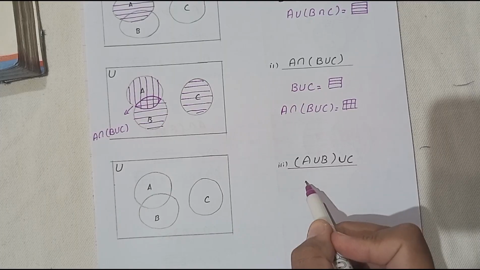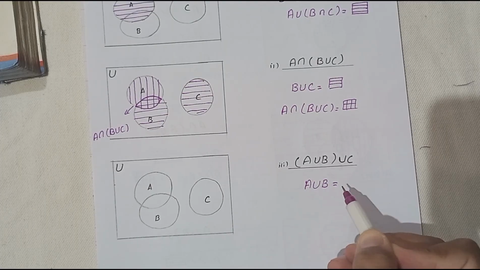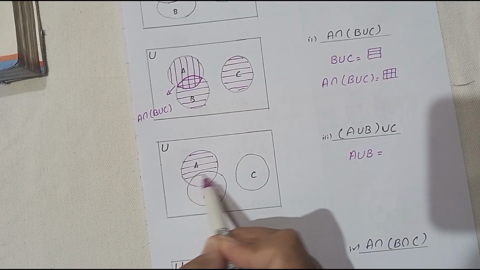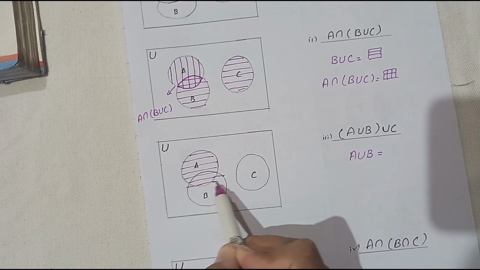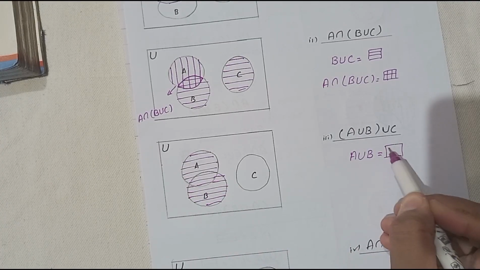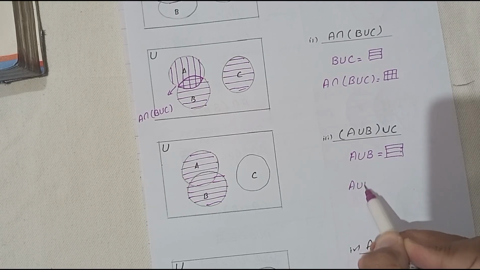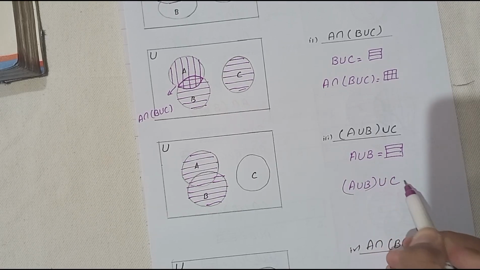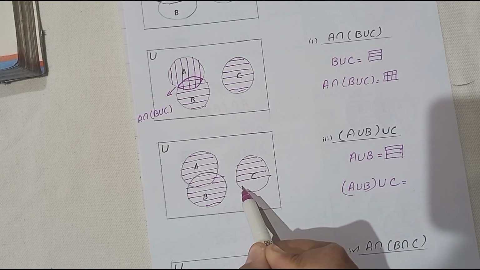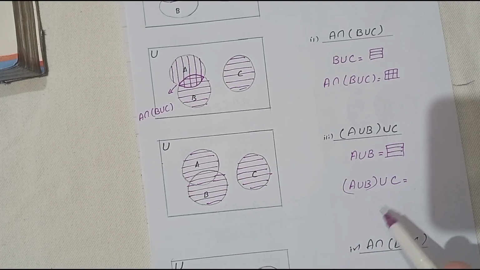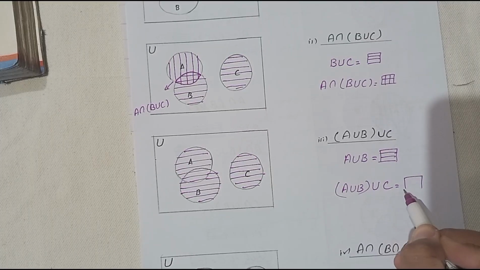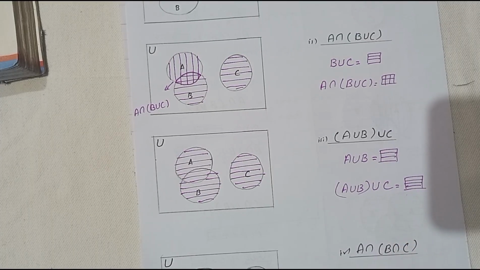Now the third operation is A union B. So A union B equals all parts shaded of A and B with the vertical lines. A union B and union C. Here we shaded C also with vertical lines. A union B union C means all part of A, B and C are shaded. So the required answer is all the shaded part with vertical lines.